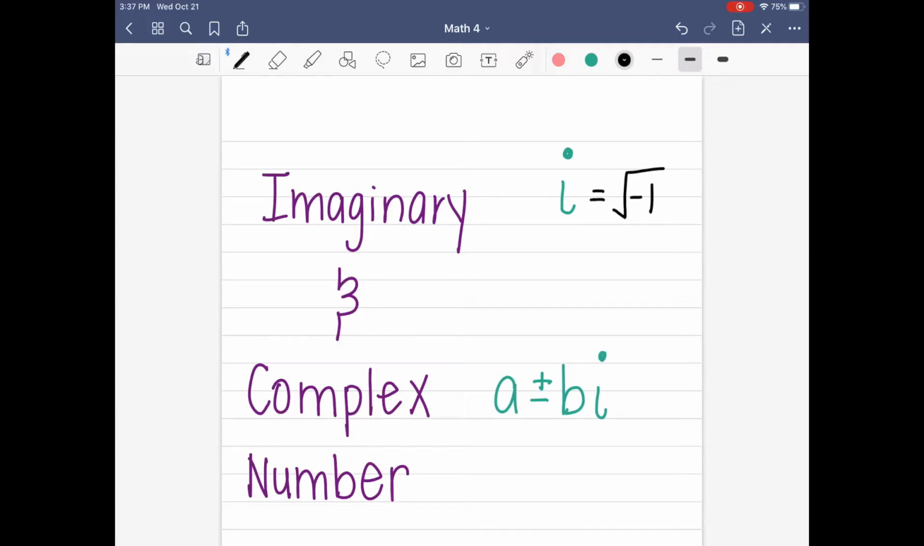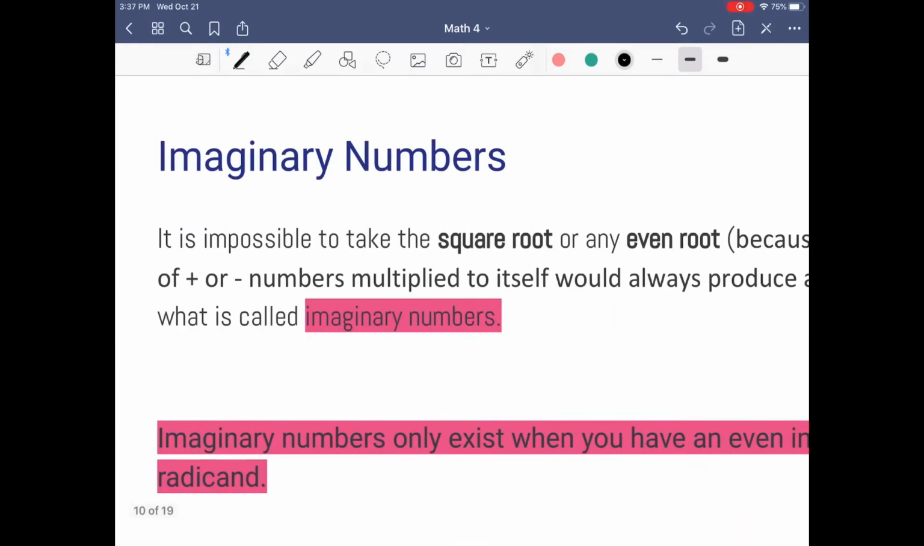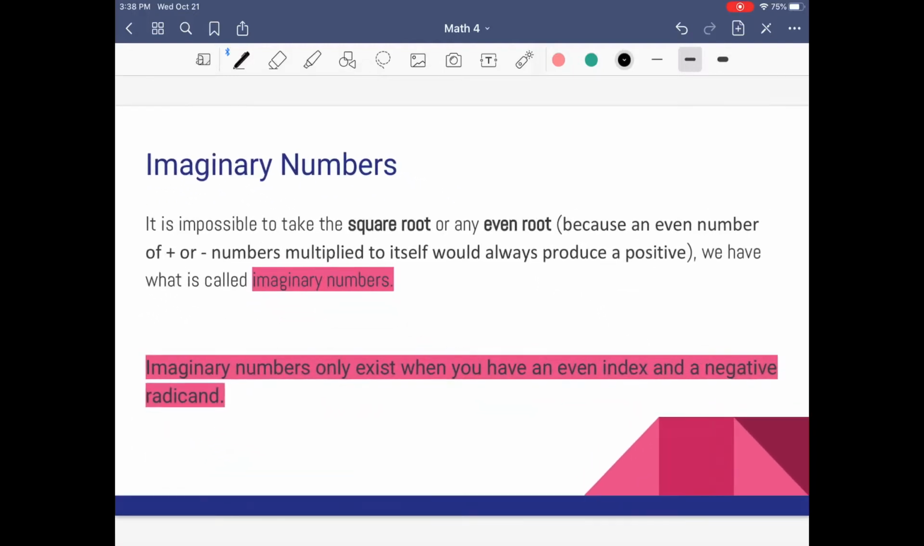We also have what we call complex numbers. Complex numbers are when we have imaginary and real numbers mixed together. So we're going to look at both of those, and we're going to talk about how to add and subtract those. So when I'm looking at imaginary numbers, the question is, what is an imaginary number?